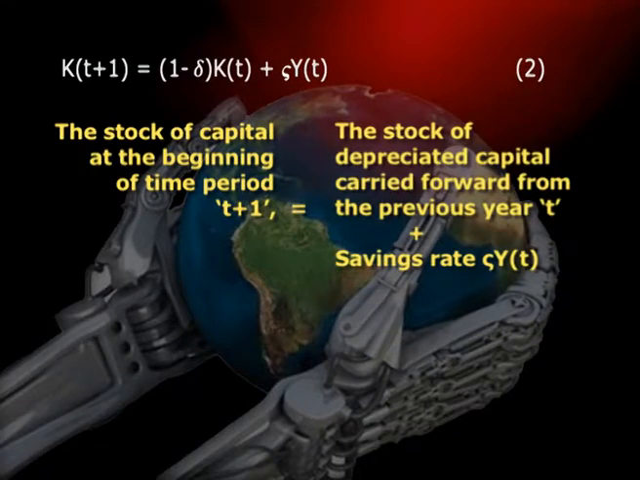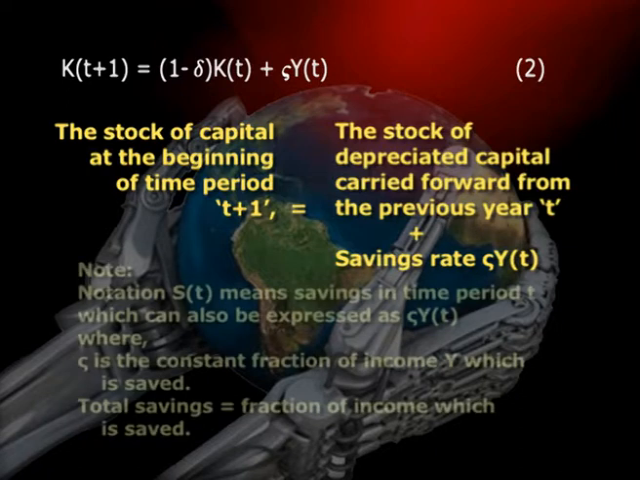The capital stock per worker increases due to savings and decreases due to depreciation and an increase in the labor supply. We can use the Harrod-Domar equations to explain this. Recollect the equation in the Harrod-Domar model as K in time period t plus 1 is equal to 1 minus small delta into Kt plus sigma into Yt. Let us understand this equation. The stock of capital at the beginning of time period t plus 1 is equal to the stock of depreciated capital carried forward from the previous year t plus savings sigma Yt. Sigma is a constant fraction of income which is saved.